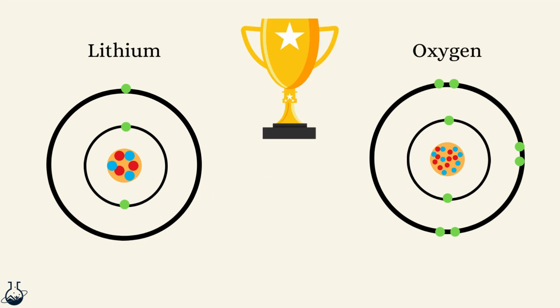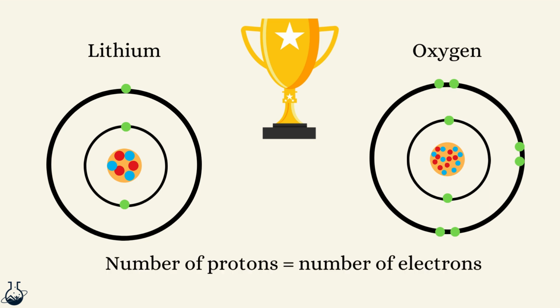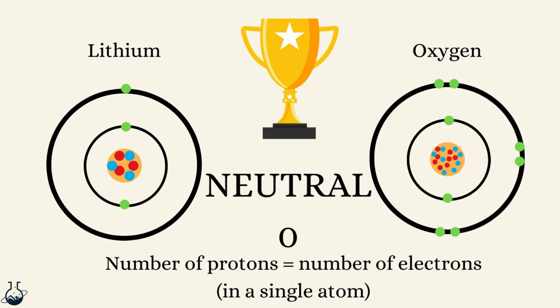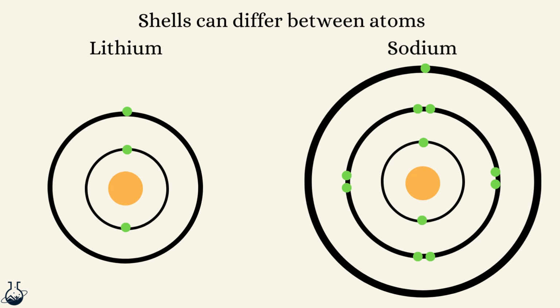Now, if you gave the challenge a go, you may have noticed that the number of protons is the same as the number of electrons in a single atom. For example, lithium has 3 protons and 3 electrons. Oxygen has 8 protons and 8 electrons. This makes atoms' overall charge neutral, 0. Wow, we've done a lot so far.